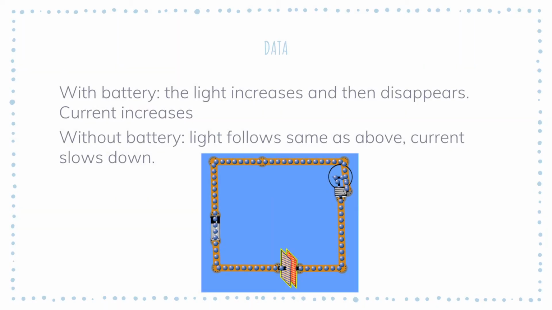Now we add a light bulb, battery, and capacitor to the scenario. When we do this, for both scenarios, that is, with battery and without the battery, the light turns on, increases in brightness, and then decreases in brightness until it eventually burns out. The same can be said for the current in both scenarios.